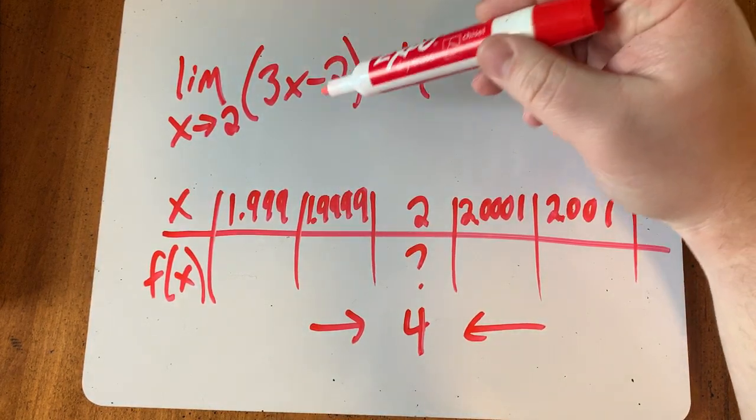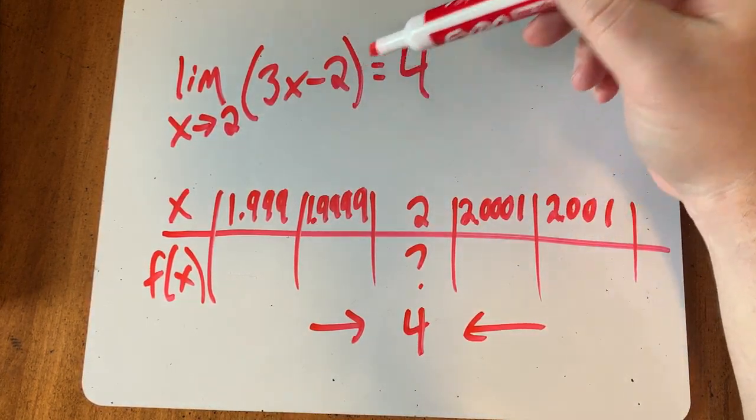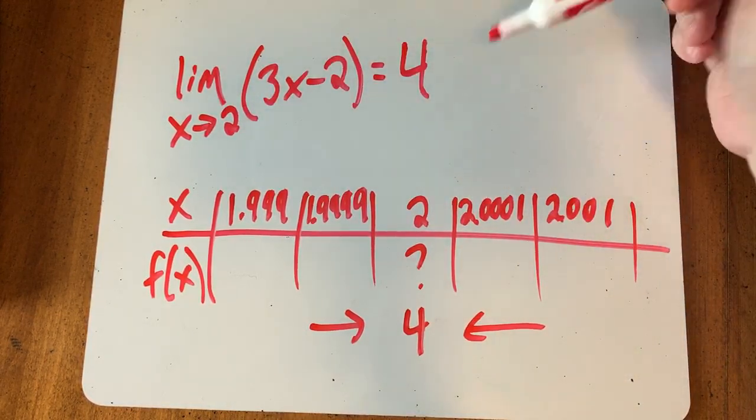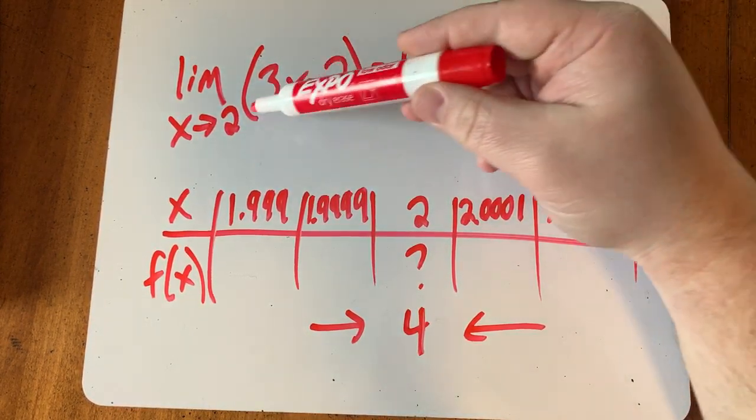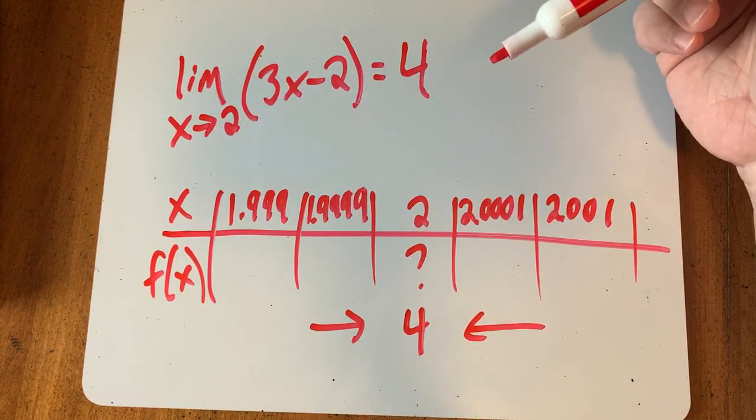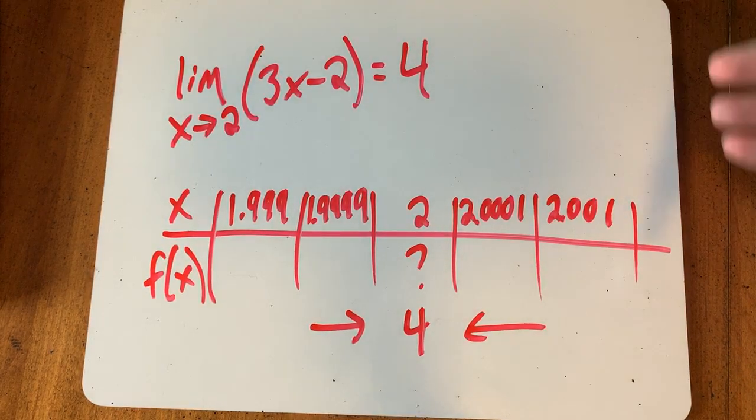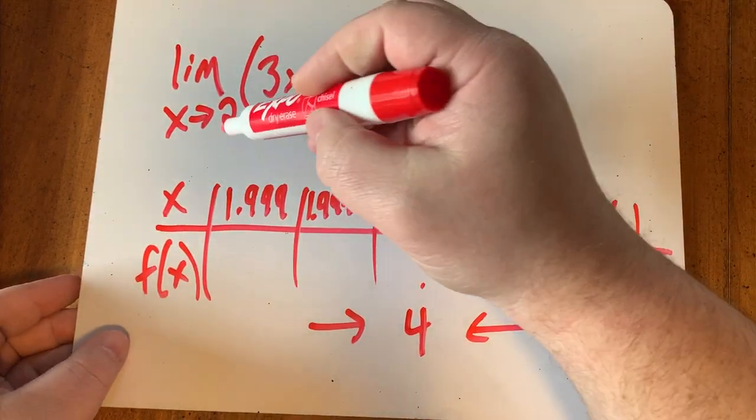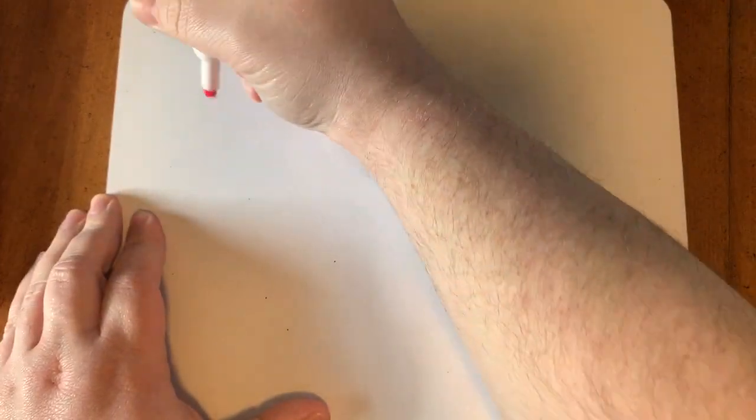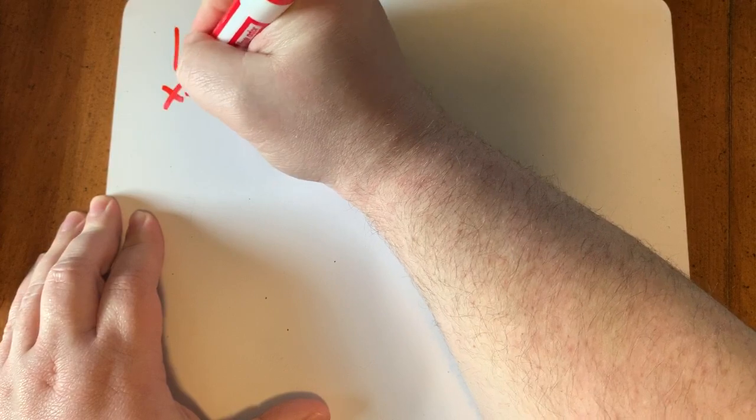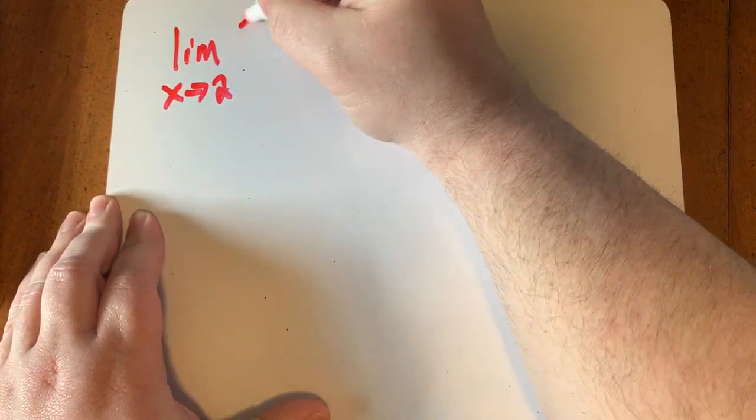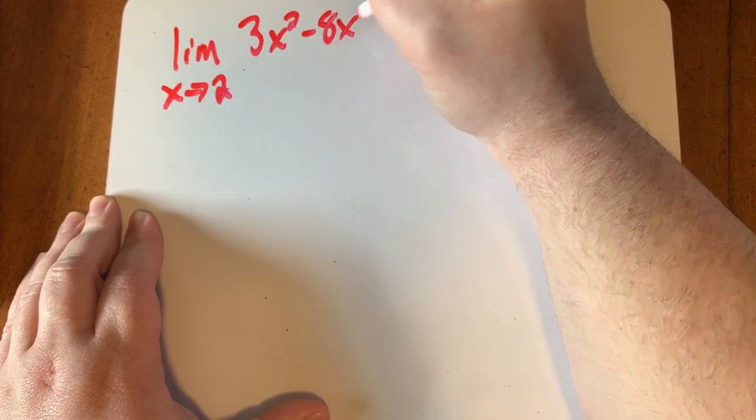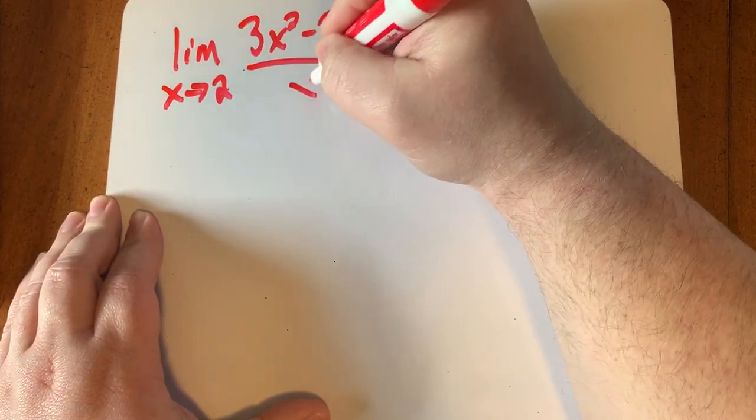Now, if you check, what is 3x minus 2 when x is equal to 2? It is 4. It's 6 minus 2, which is 4. All right, so sometimes it's going to work out nice like that, where if you just plug in c, you're going to get what your limit is. But that's not always going to be the case. Let's say we want the limit as x approaches 2 of 3x squared minus 8x plus 4 over x minus 2.